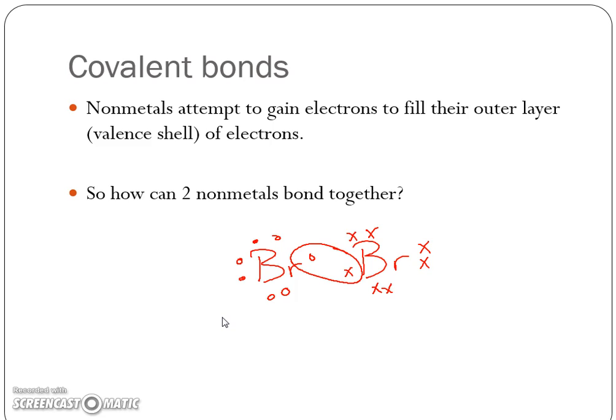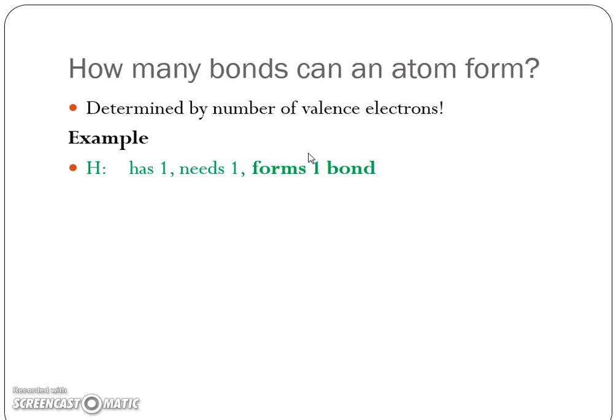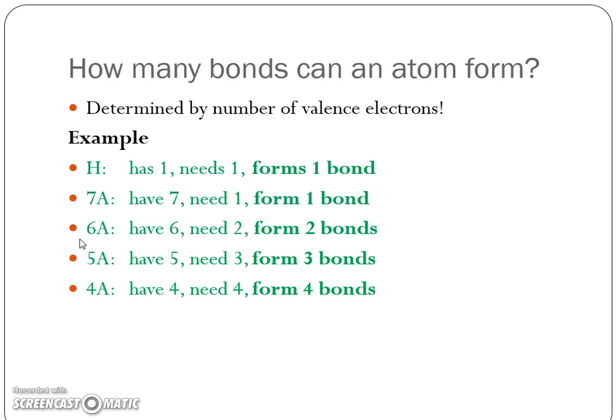Well, how do we know this, and what's the trend? This is determined by valence electrons. Hydrogen has one electron. It needs an extra one, so it's going to form one bond. The halogens, like we just saw, have 7. They need one more, so they're going to form one bond. Those with 6 need 2, so they're going to form 2 bonds, so things like oxygen, column 16. And this trend continues.